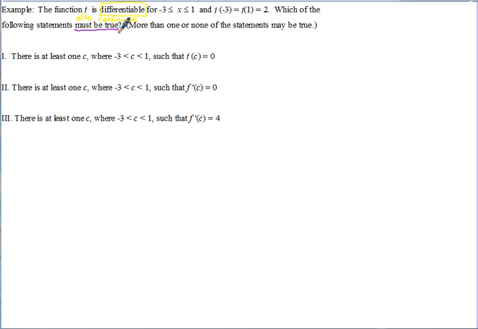Okay. So let's take a look at each of these here. They all look kind of similar, except notice this first one, it says that there's at least one c, where c is between negative 3 and 1, such that f of c equals 0. Notice, not the derivative here. So if it's not the derivative, what we're trying to apply here is the intermediate value theorem, the IVT. And on this one, since the derivative equals 0, then we're trying to apply Rolle's theorem.